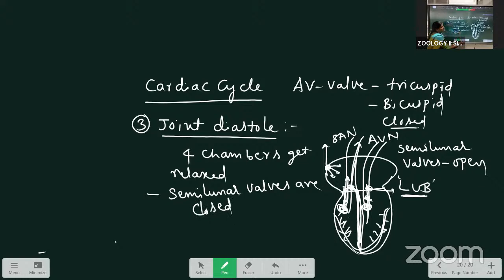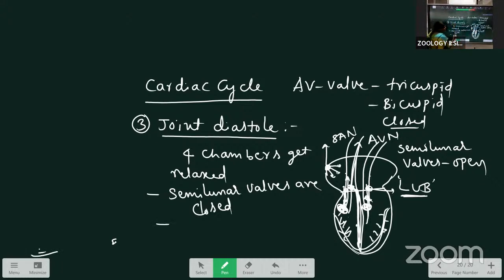Before that, the pressure is increased. That's why in the ventricular systole time, the semilunar valves are opened and the blood is pumped out. Now the pressure falls down. That's why they prevent the backward flow of the blood. Semilunar valves are closed in the joint diastole. Both ventricles and the atria get relaxed. That we call a joint diastole.